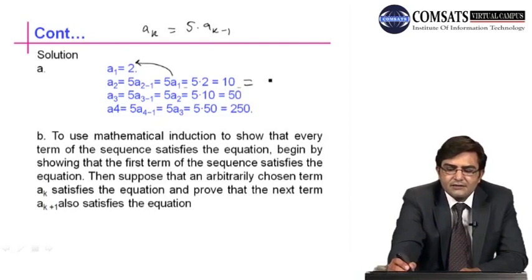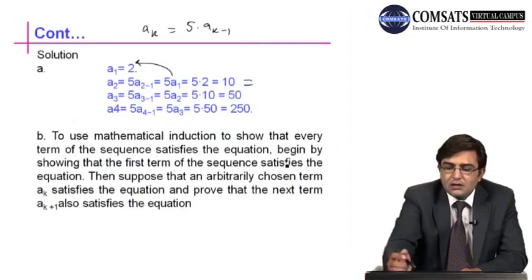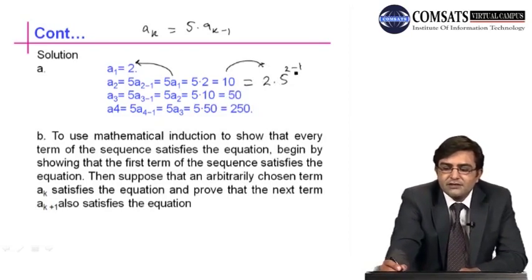This can be written as further 2 into 5 power 2 minus 1. We can write 10 as, because 5 power 2 minus 1 is 5 power 1, which is 5, and 5 into 2 is 10.